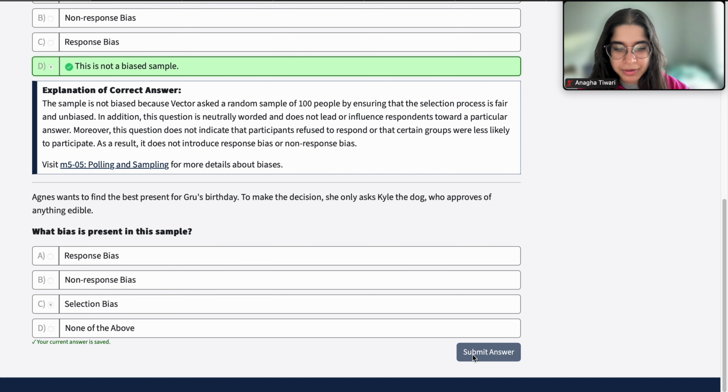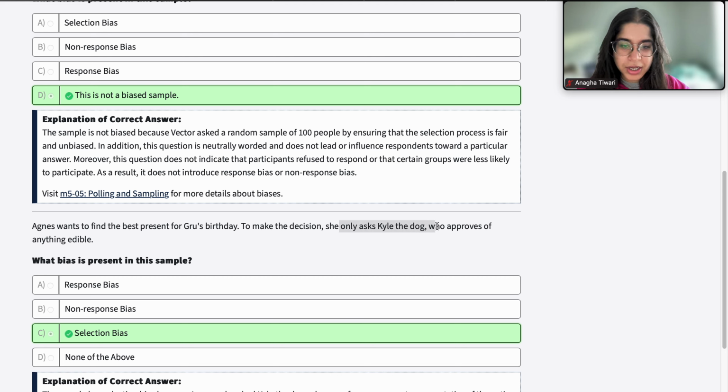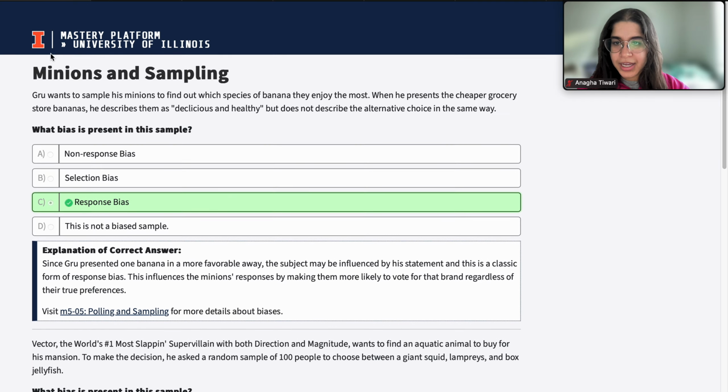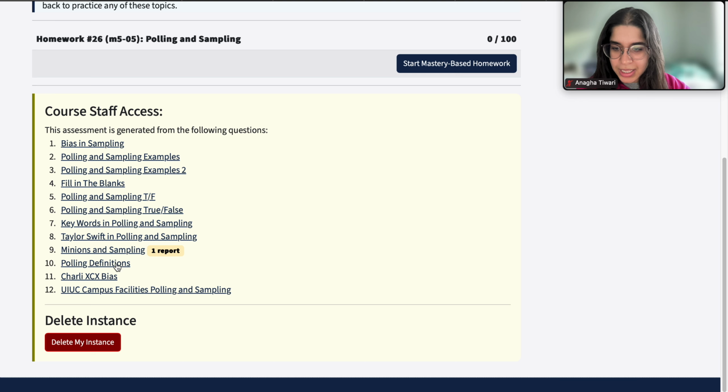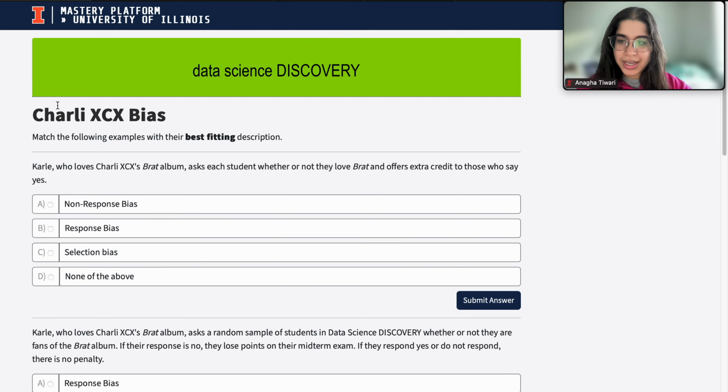So this is actually an example of selection bias, because the dog doesn't represent the population accurately. It's only one individual who is part of this sample, who also approves of anything edible. So the responses you'll get are going to be inaccurate, and that results in selection bias because your sample in the first place wasn't representative enough. So that was the Minions and sampling, and the last one we will go through is the Charli XCX bias.